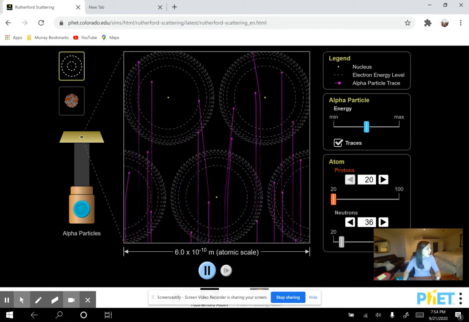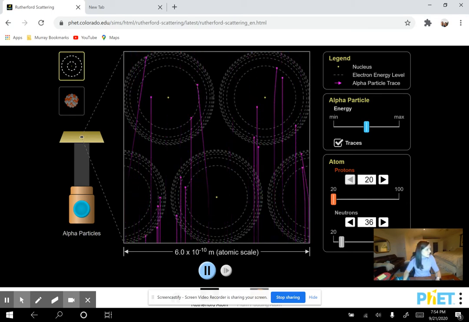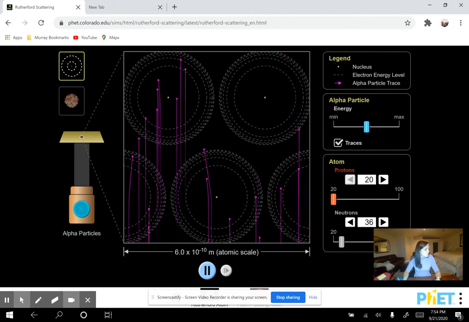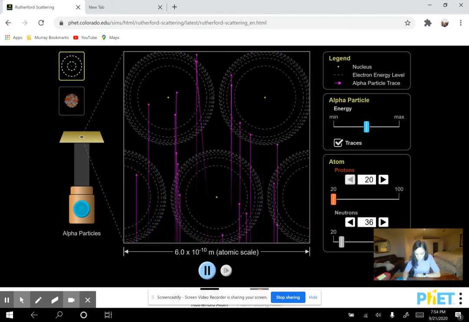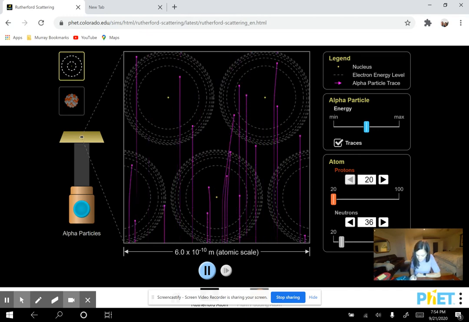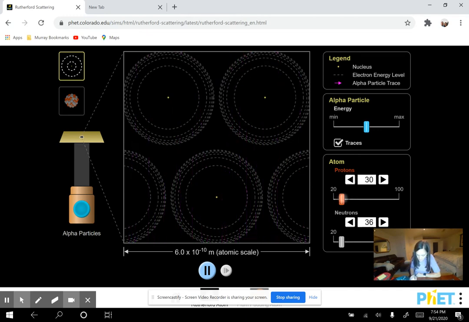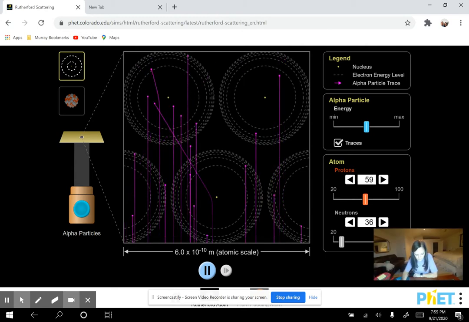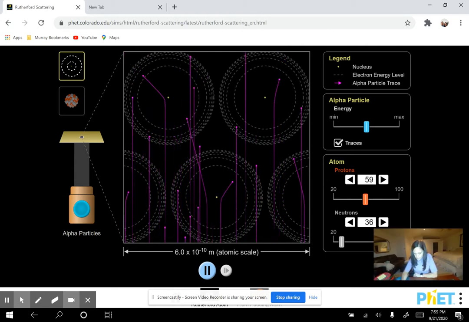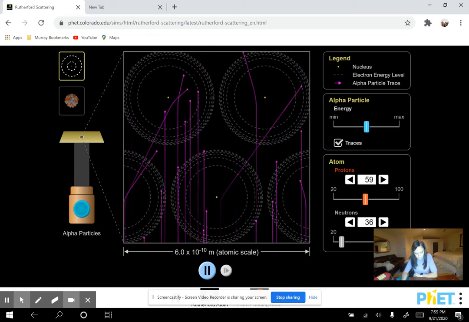Okay. Once we do that, now we're going to want to increase the number of those protons to 60. So I'm going to take this red slider and I'm going to go up to 60 on my number of protons. I'm going to still let this go for about 30 seconds. See if you see the same pattern, see if it's different.